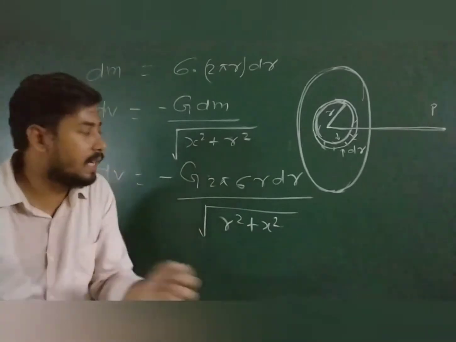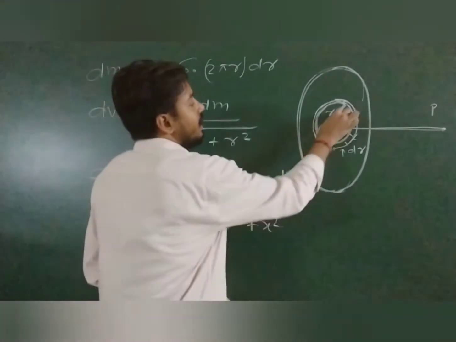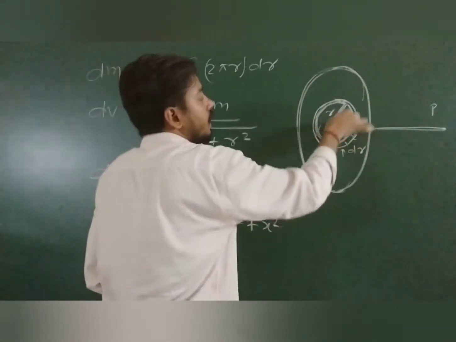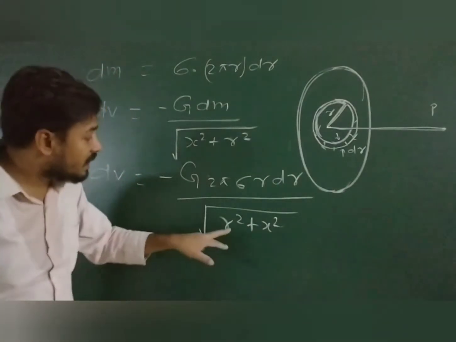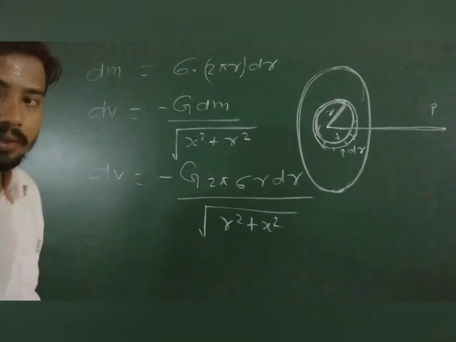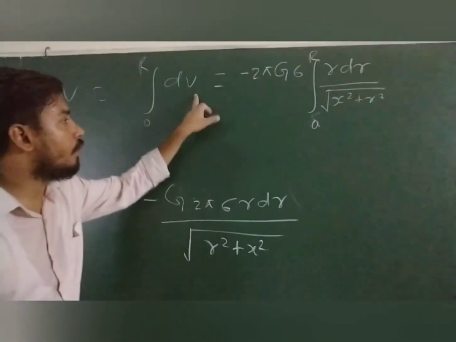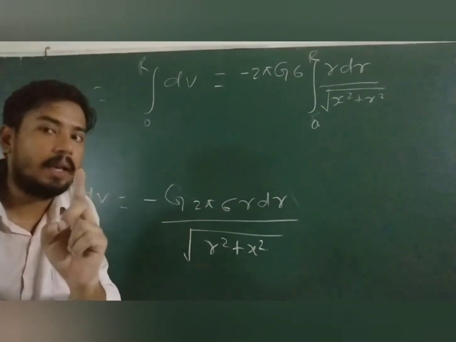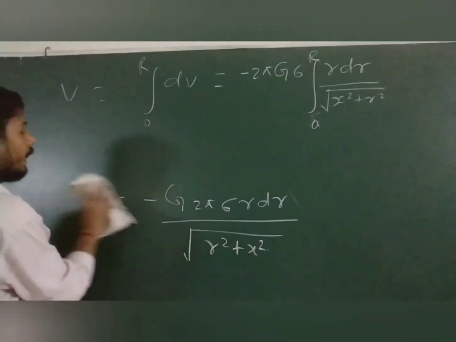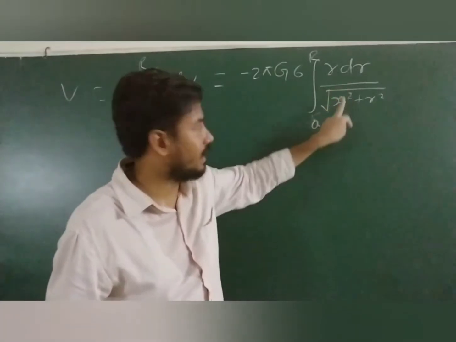So what is going to change? The radius of each ring is going to change. Suppose I select this ring, someone selects this ring, someone selects this ring. It means this small r will be the variable here. So now integrate this. V is equal to the integration of dV, and there are a lot of rings. The minimum radius of a ring will be 0 and the maximum radius will be capital R. Here small r is variable, x is constant.